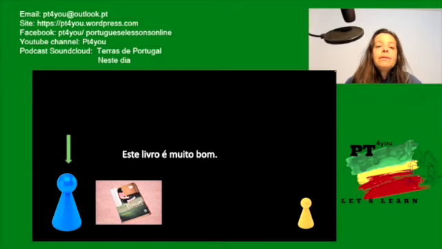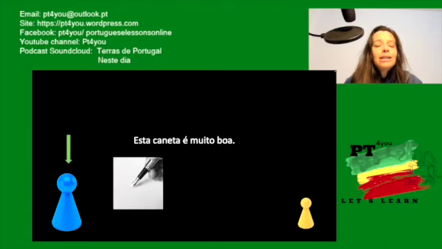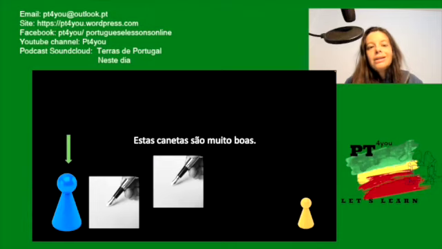So what happens? I'm talking about something that is close to me. And what you will see is a difference between masculine and feminine, and then singular and plural. So, este livro é muito bom. Estes livros são muito bons. Esta caneta é muito boa. Estas canetas são muito boas. Again, everything is close to me.